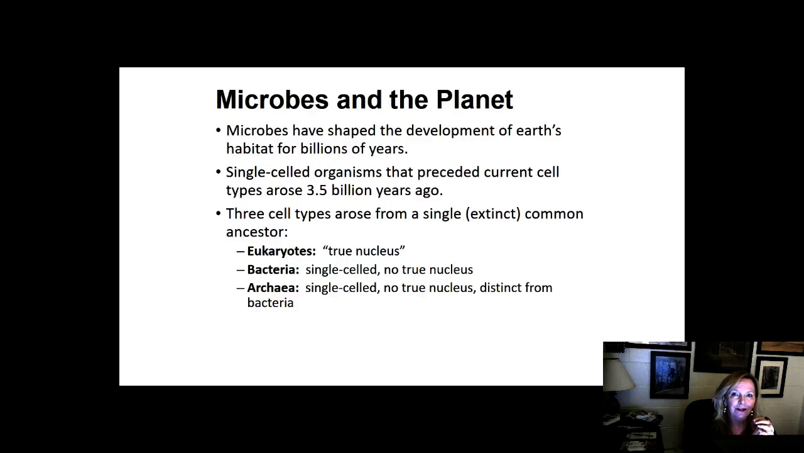And what I'm going to emphasize is that when you think about an infectious disease, you're thinking about first what category it belongs to. Is it a bacterium? Or is it going to fall into this category that we call eukaryotes that are more complex organisms? The kingdoms that fall into eukaryotic organisms are protozoa, fungi, plants, and animals.